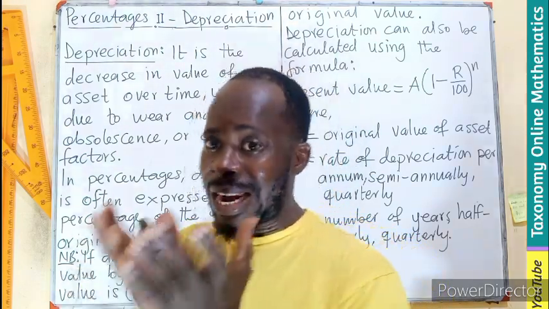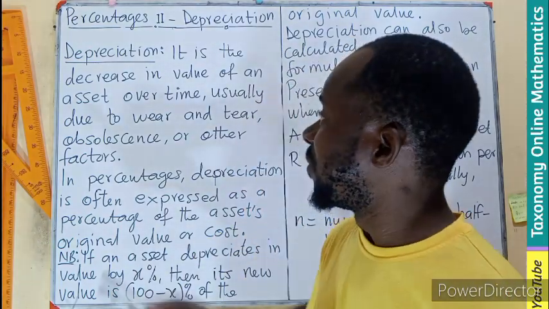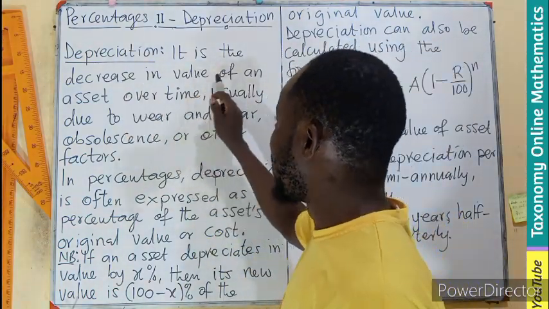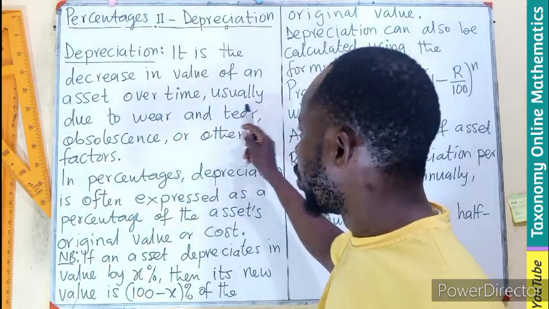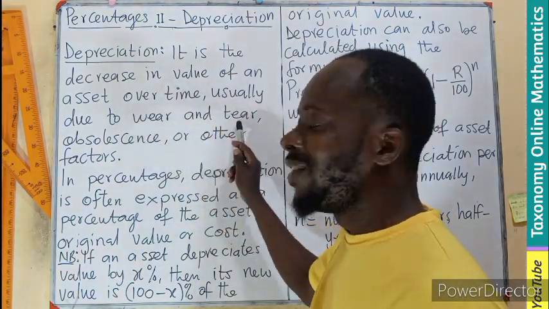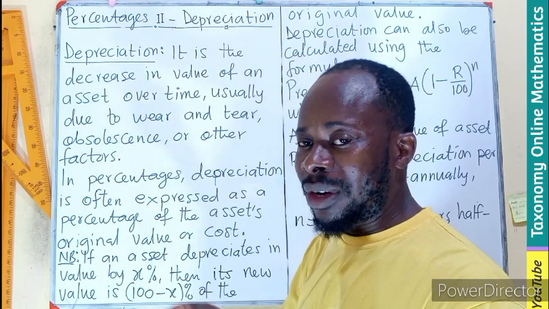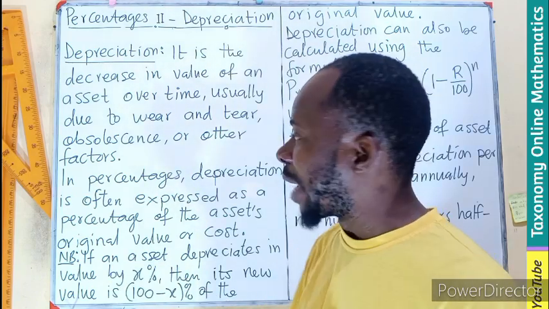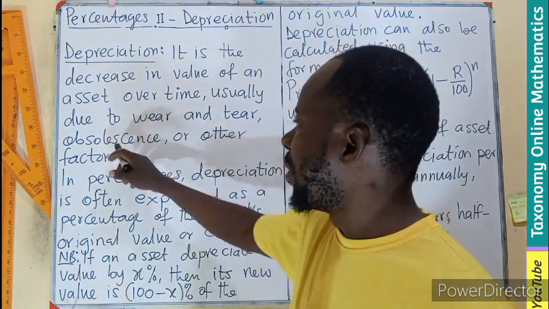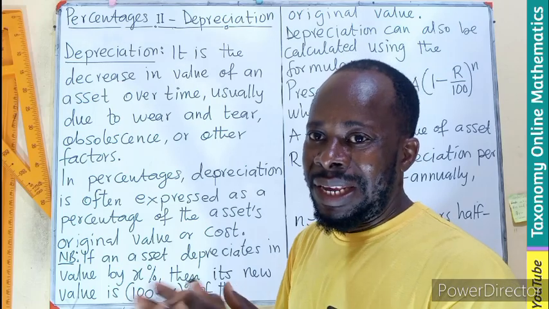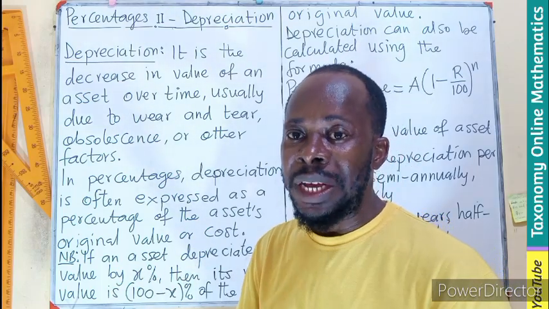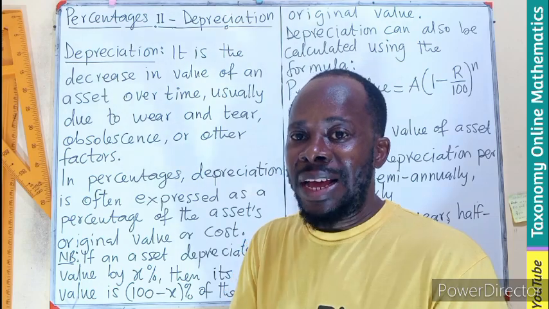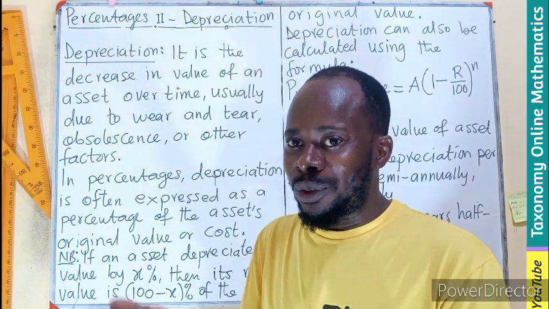So in mathematics and percentages, we can say depreciation is just a decrease in the value of an asset over time, usually due to wear and tear, meaning there is a kind of damage to the item, or being too obsolete, meaning in the modern term, even though the item is functioning, it might not be in the actual taste of people.